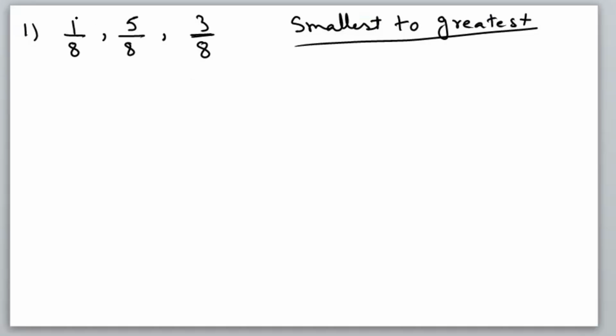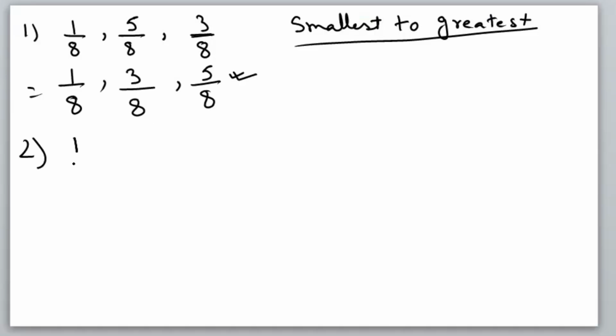So first compare these two, 1 over 8 and 5 over 8. 1 is smaller than 5. It means 1 over 8 is the smallest. Then we have to compare 1 over 8 and 3 over 8. And 1 is again smaller than 3. It means 1 over 8 is the smallest fraction. Then we have to compare these two. 3 is smaller than 5. Means the next one will be 3 over 8 and the last one will be 5 over 8. This will be our answer. Okay, understand?